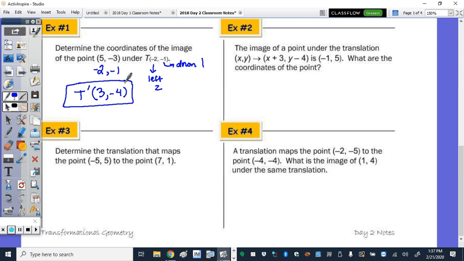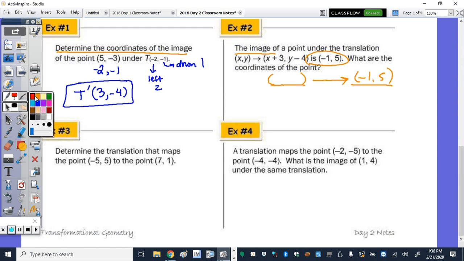Number 2 says the image of a point under the translation is -1, 5. Now, gotta watch out for the language. Determine the image, where this says the image is. So it may be helpful to note we're going from one point to the point -1, 5. That's our resulting point. So -1, 5. What are the coordinates of the original point? Well, it said we took the x value and we add 3 to it to get -1. Well, you could set up a little equation. So x plus 3 equals -1.